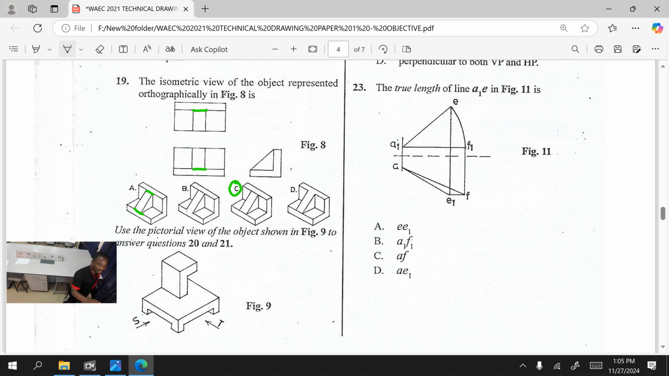So if you look at B, the same thing happened. What happened at B is that there is no line on that part. Then D, again, there is no line on that part. But that object really has lines on both points.